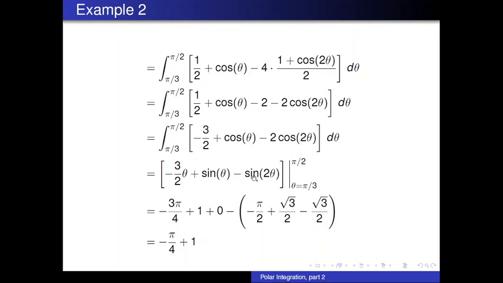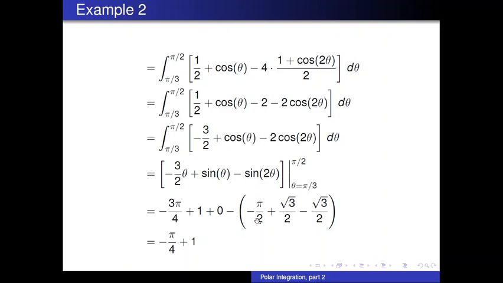Okay, and we will evaluate this at theta equals pi over 2 and theta equals pi over 3 and take the difference. So let's see, at pi over 2, we get minus 3 pi over 4 plus sine of pi over 2, which is 1, minus sine of pi, which is 0. And then we subtract, oh, sorry, this should be a minus sign here. Luckily, that number is 0, so it's irrelevant, but that's a small mistake there. Okay, and then moving on, we will subtract this expression evaluated at theta equals pi over 3. Well, let's see what we get.